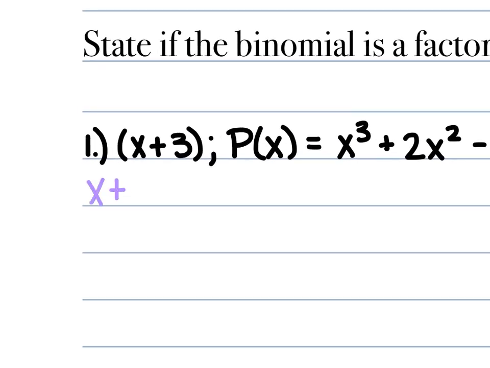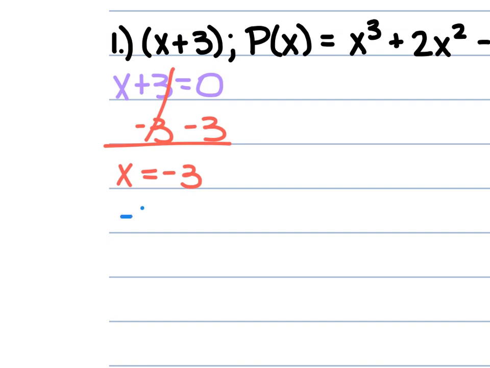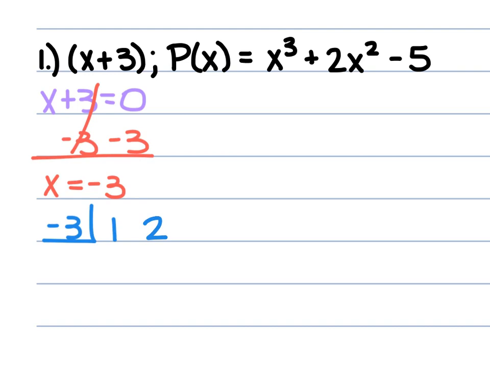We're going to start with the x plus 3, set it equal to 0. We're going to have to subtract 3 from each side. We get that x is equal to negative 3. We're going to use synthetic division. The negative 3 goes in our box. We're going to have a 1, a 2, a 0 because there's no x, and then the negative 5.